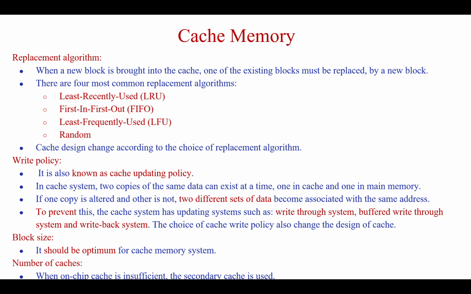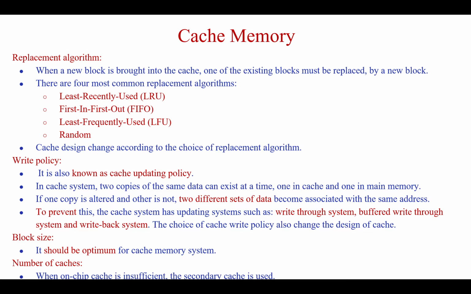Replacement algorithm: when a new block is brought into the cache, how are the old blocks replaced with the new block content? There are some replacement algorithms: least recently used (LRU), first in first out, least frequently used, and random. Actually, most books give only three: least recently used, first in first out, and least frequently used.